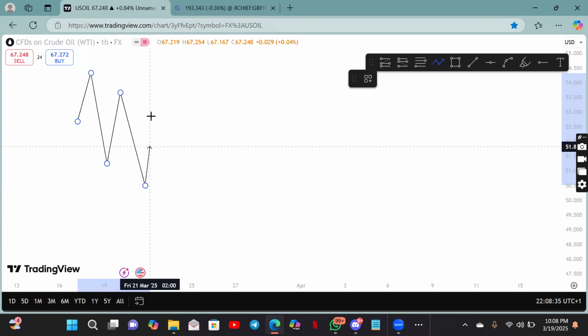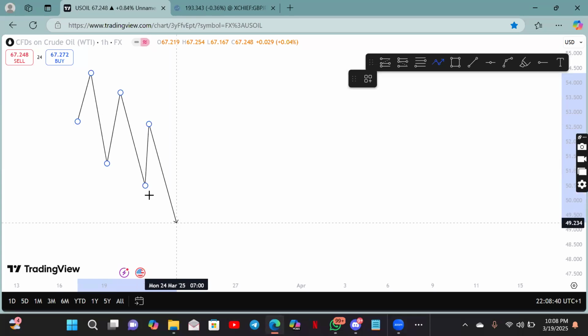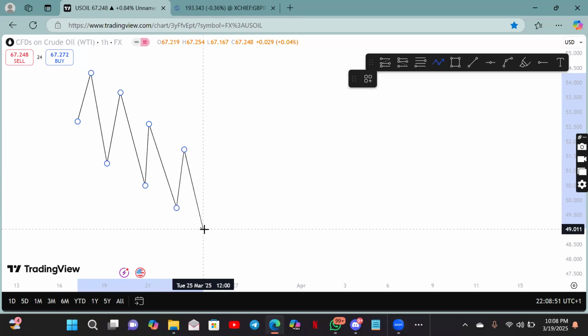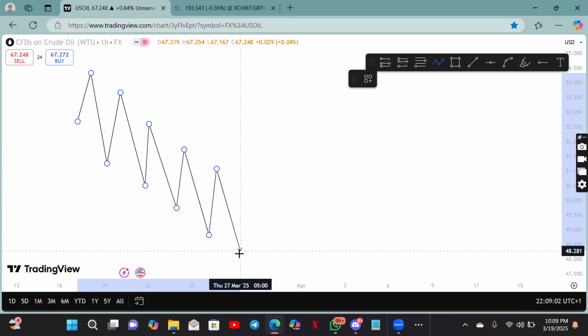It went up again, it came down and broke it. Another break of structure. So you are still expecting a sell. It went up again and didn't break this one, then it came down to break it. So every time it breaks, all you are looking for is a sell. You wait till it goes back, then you take a sell from a sell zone.